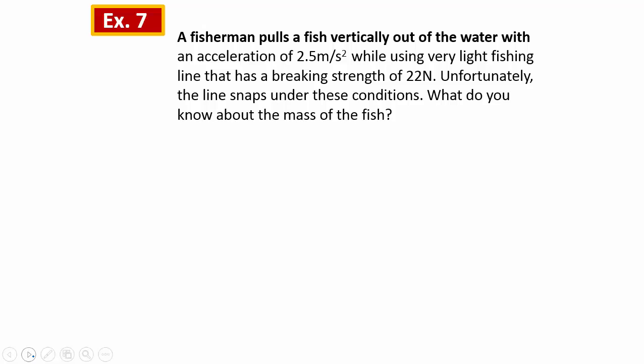All right, these last couple questions are going to involve a couple different problems where we're going to apply this information. So example 7 says a fisherman pulls a fish vertically out of the water with an acceleration of 2.5 meters per second squared while using very light fishing line. It has a breaking strength of 22 newtons. Unfortunately, the line snaps under these conditions. What do you know about the mass of the fish?